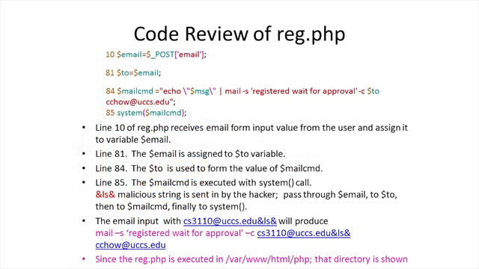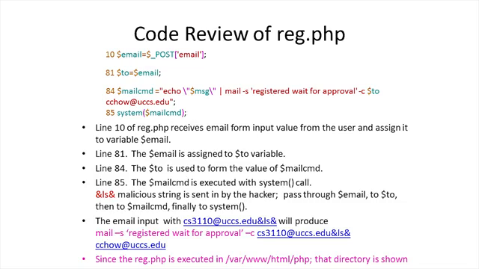As presented in the OWASP risk assessment, code review is the best way to detect code injections. Here we perform the code review of reg.php. I didn't show the whole code, but the key important statement is shown here. Line 10, reg.php receives email from phone input value from the user and assigns it to variable $email.